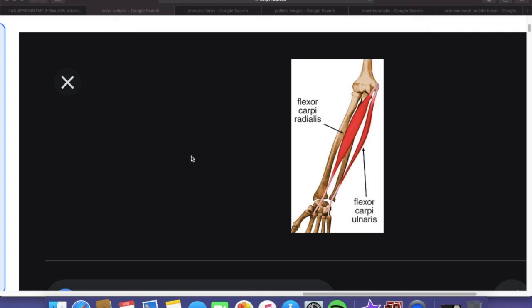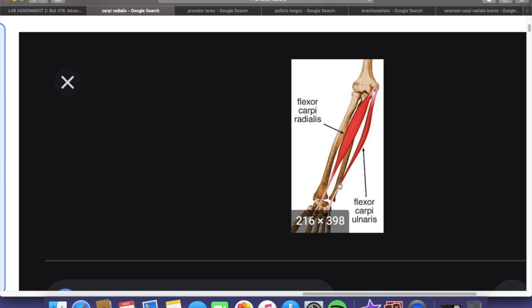For the next portion, I'm just going to go over the muscles of the forearm, their innervation, and which arteries supply blood to them. Okay, first we're going to start with the carpi ulnaris. Obviously it connects to the ulna right here, and it acts to extend and adduct at the wrist. It's innervated by the ulnar nerve.